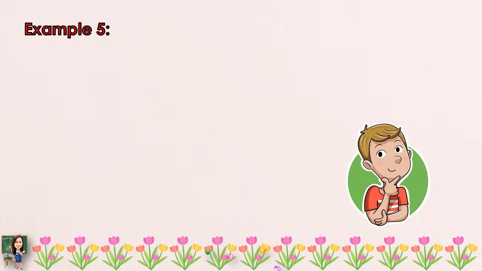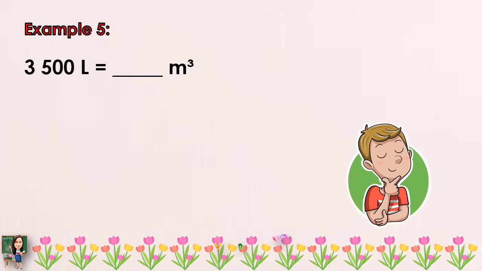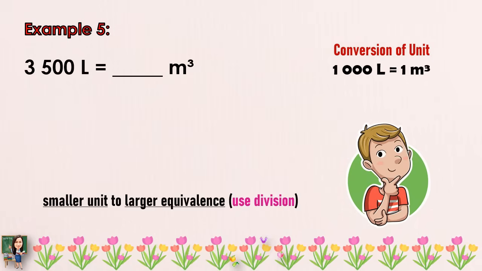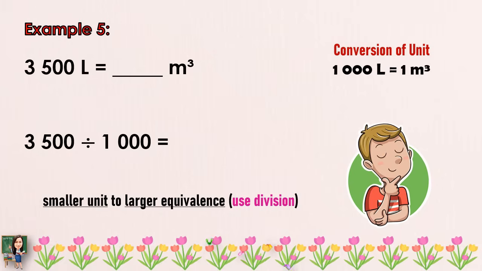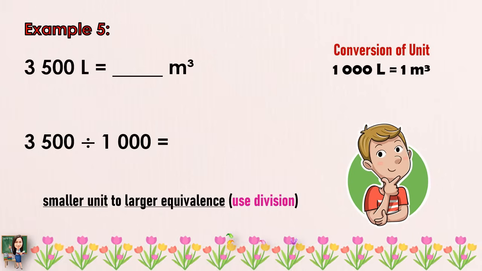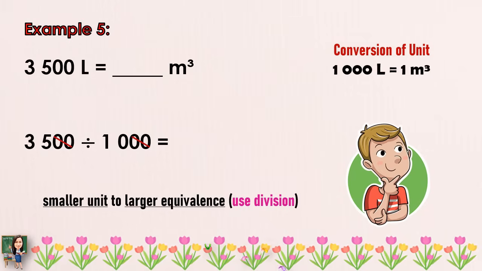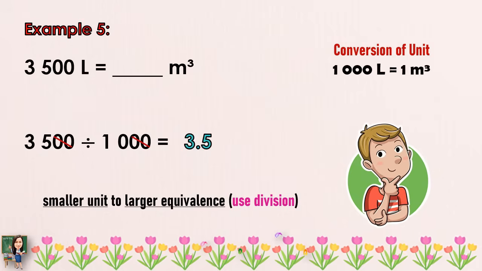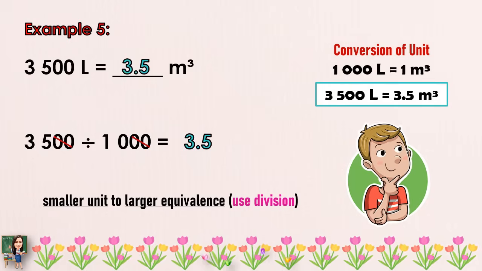And for example number 5, 3,500 liters is equivalent to how many cubic meters? For every 1,000 liters, there is 1 cubic meter. To convert smaller unit to larger equivalents, use division. 3,500 divided by 1,000 equals, first, cancel zeros. There are 2 zeros in 3,500. Cancel also 2 zeros in 1,000. Now divide. 35 divided by 10 equals 3.5. So 3,500 liters is equivalent to 3.5 cubic meters.